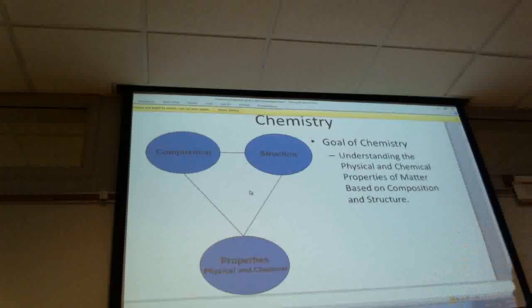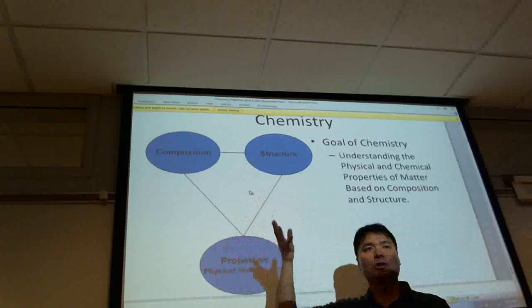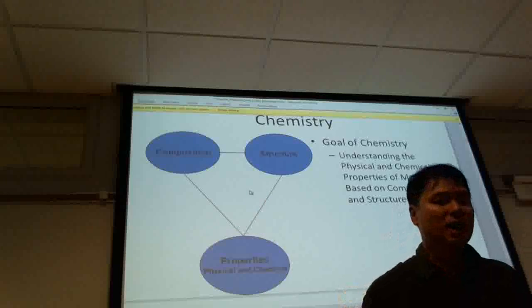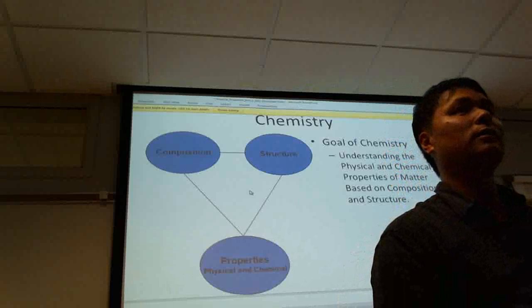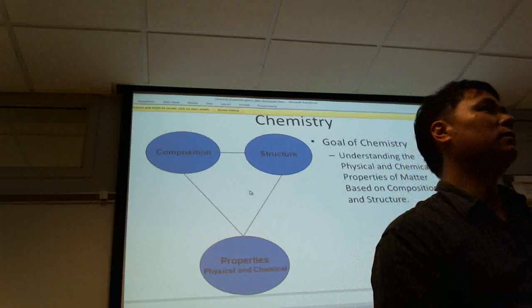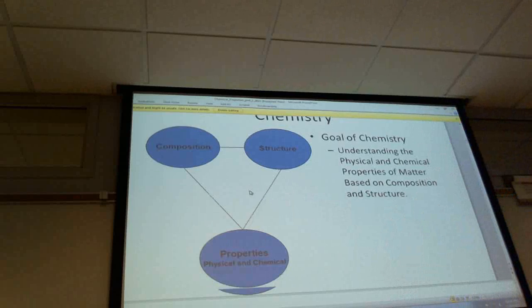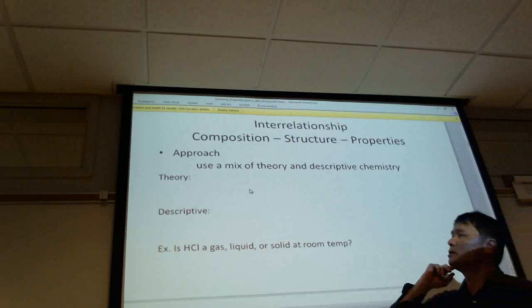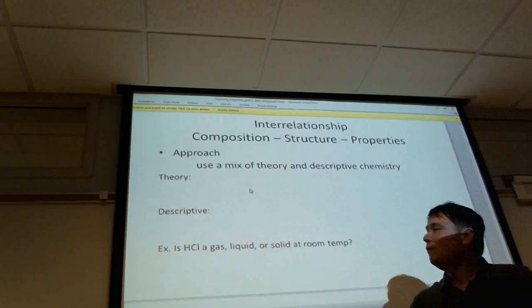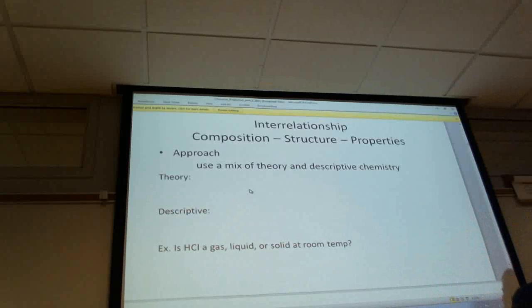So when we look at chemical reactions, obviously we look at the composition, and then oftentimes we'll look even deeper at the structure. For example, the composition of diamond and graphite are the same, but their chemical reactivity is totally different, right? Why? It's because of structure. And so we want to look at these in depth. This interrelationship here, composition, structure, and properties. And so how do we approach this? Well, we use a mix of theory and descriptive chemistry.